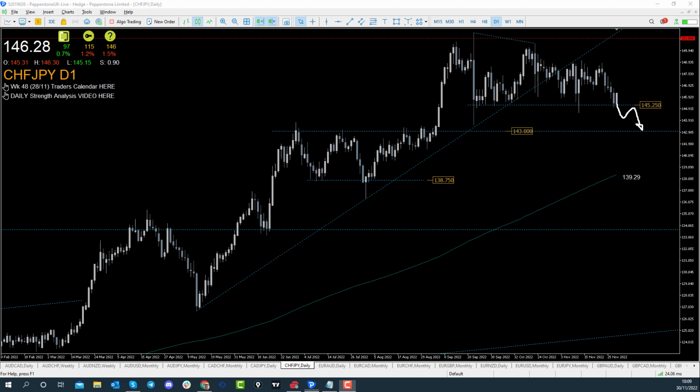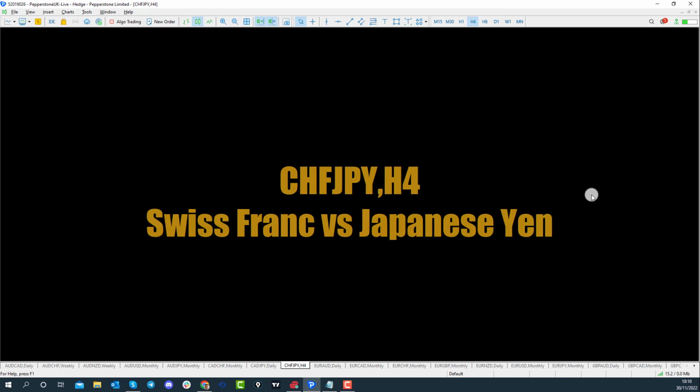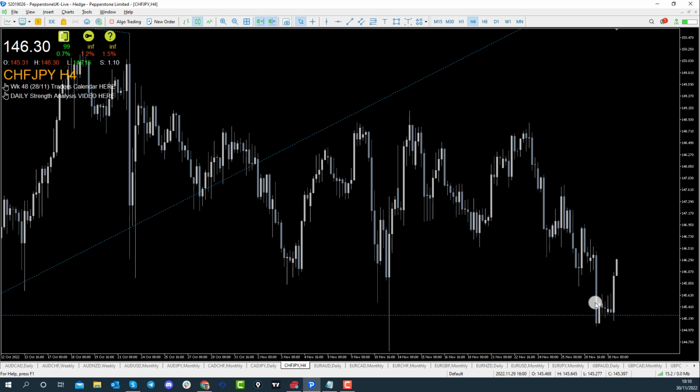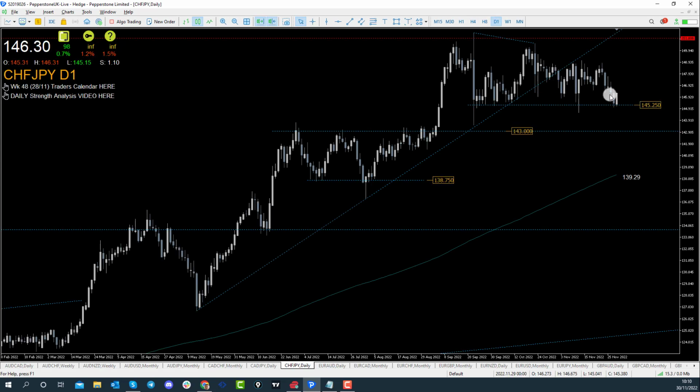At the moment though, like with CAD yen, I think we need to sit on our hands because price isn't breaking through, it's actually finding support. If I just drop down to the 4 hour time frame here, you can see again consolidation, price finding support. So we don't really want to be jumping in short on this market just yet. Just want to keep waiting for a better opportunity to form.